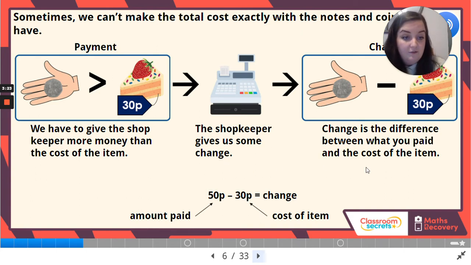Change is the difference between what you paid and how much the item actually costs. So down here you could see the sum that we would do. 50p is what we gave the shopkeeper. The price of our shopping only costs 30p. So we need to do 50p, take away 30p, and then he's going to give us some change. I wonder if some of you can do that sum now. How much change would we get? I wonder. If you said 20p, well done.